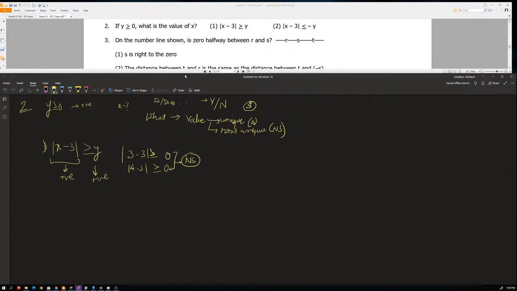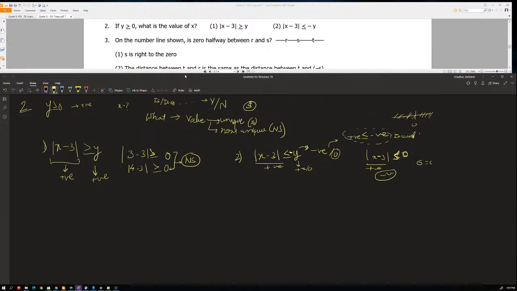Next condition that is given is mod of x minus 3 less than or equal to y. Since mod is a positive value, anything less than 0 is negative. But one more thing, it could also be 0. So 0 equal to 0 is a possibility. So there is only one condition, mod of x minus 3 equal to 0, which satisfies this equation. That makes x equal to 3 every time. So this is one condition that is always fulfilled.